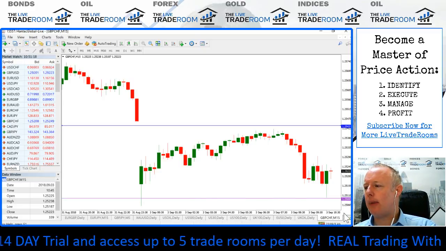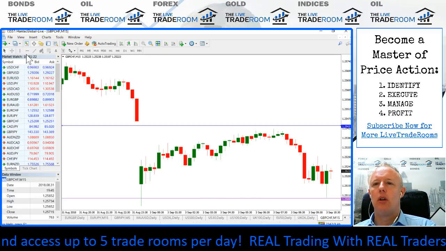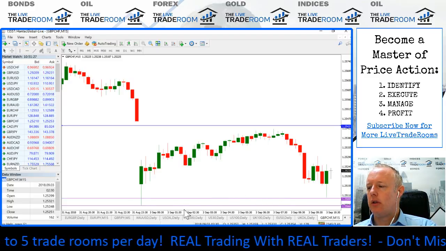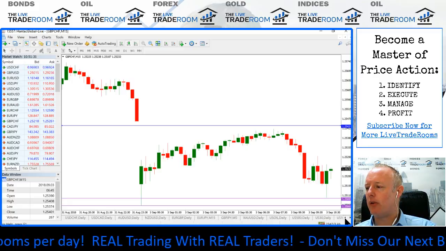So we can look at other markets, see what opportunities might present themselves. So we've got the potential of a double bottom here, so we'll see how this market unfolds.